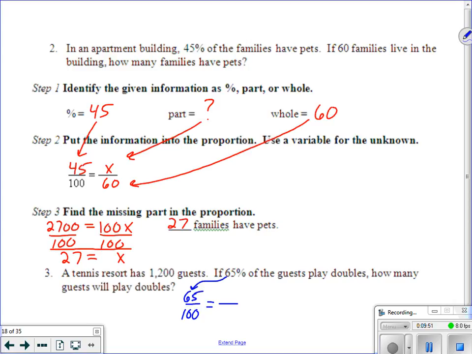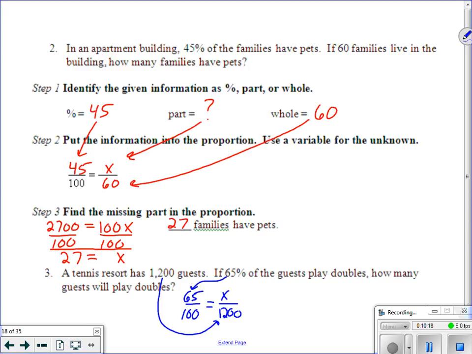Okay, now the 1,200 guests, that's the other piece of information we know, and we got to decide, is that the part or the whole? Well, that is the whole, because that's the entire amount of guests that they have. So that has to go on the bottom. That's the whole. The number that play doubles, that's the part. That's what we're trying to figure out. Because not everybody plays doubles at the resort, just part of them do.